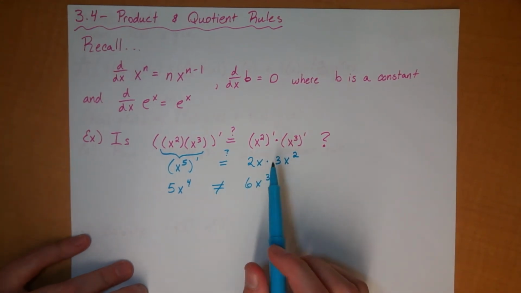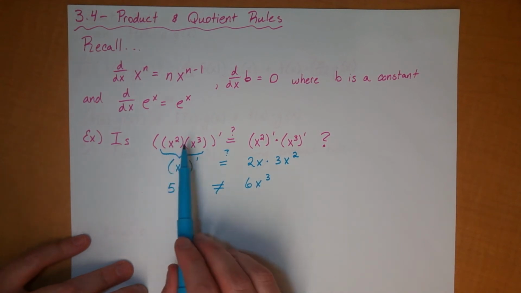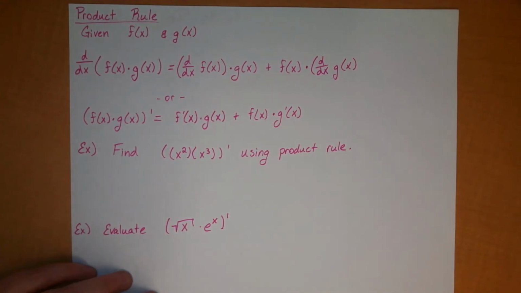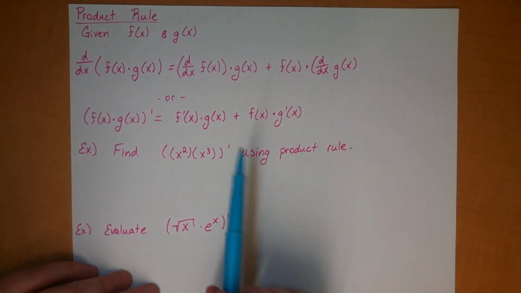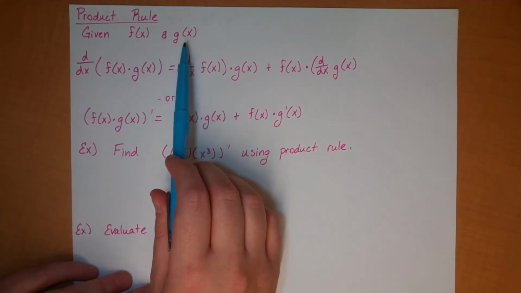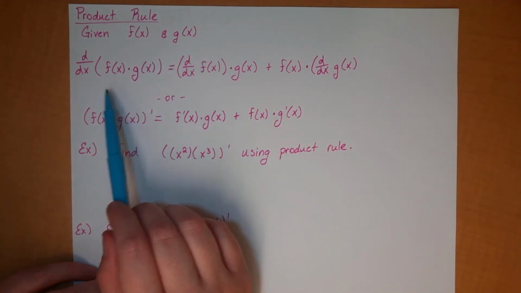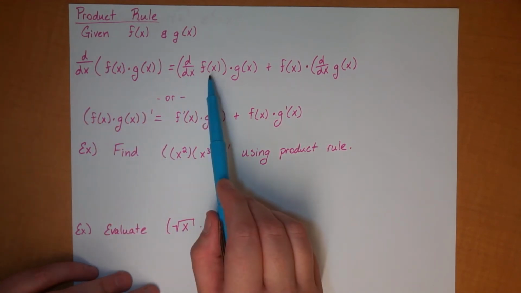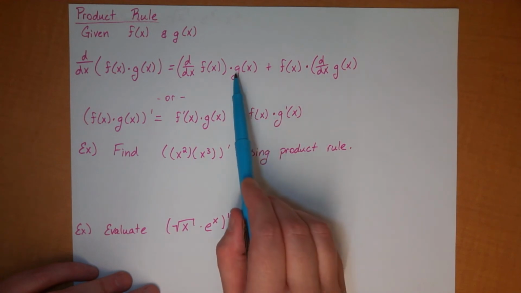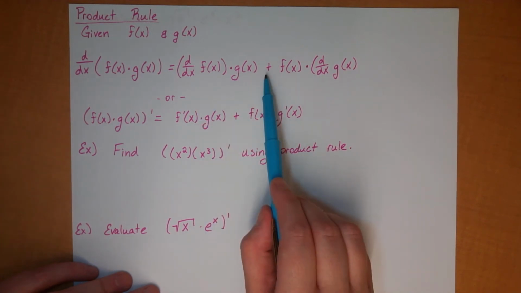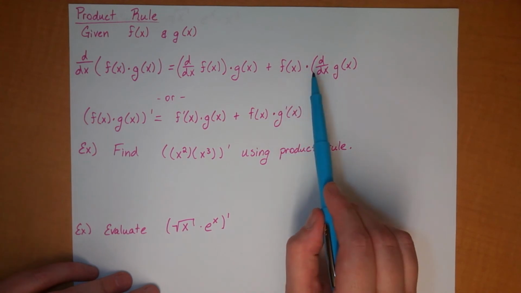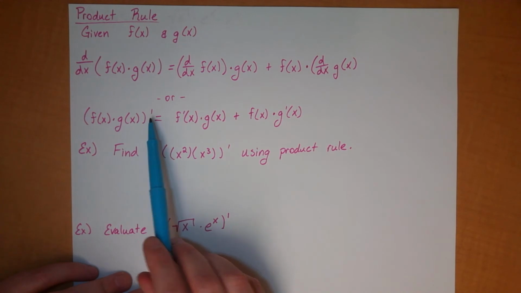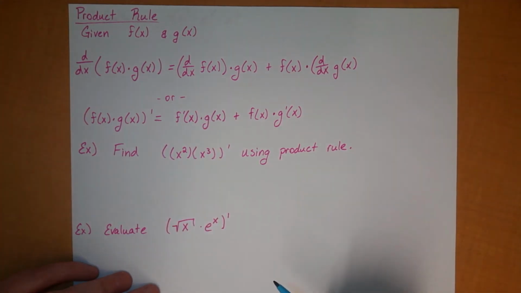So how are we going to take the derivative of two functions being multiplied together? Well, that's where the product rule comes into play. So here we have the product rule stated. If we have two functions, f of x and g of x, and we're multiplying them together and we want to take the derivative, we take the derivative of the first function multiplied by the second function left alone, plus the first function left alone times the derivative of the second function. You can also think of this using prime notation. I wrote both here just in case you wanted to see that.